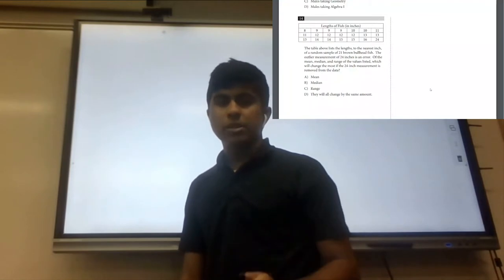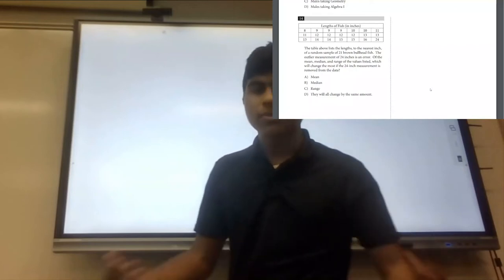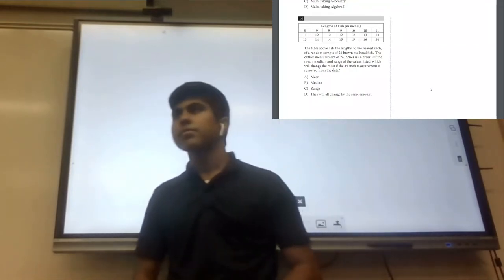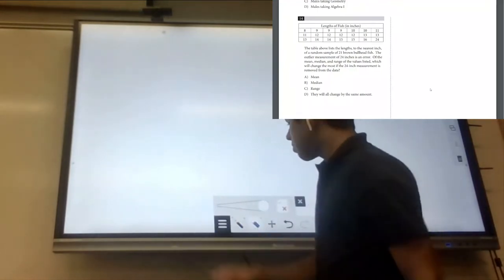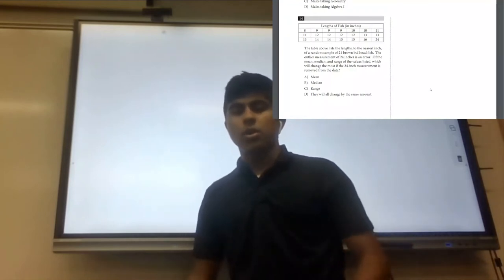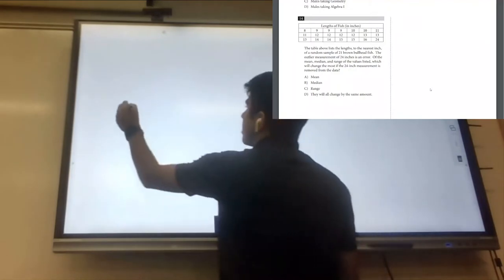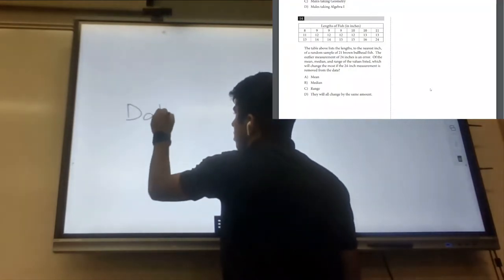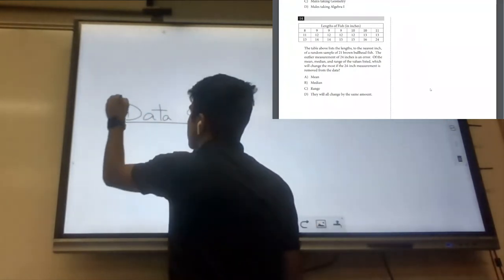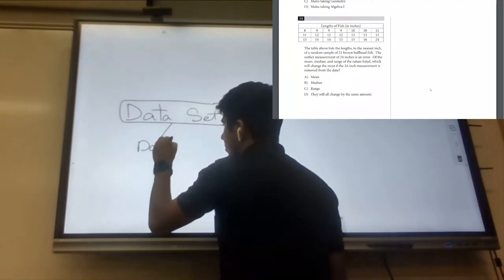The outlier measurement of 24 inches is an error. Of the mean, median, and range of the values listed, which will change the most if the 24-inch measurement is removed from the data? So, without writing a single number down, if we just want to quantify what is going on in this setting, what would we think? Well, we have a data set that has our actual regular data, and then we have an outlier.